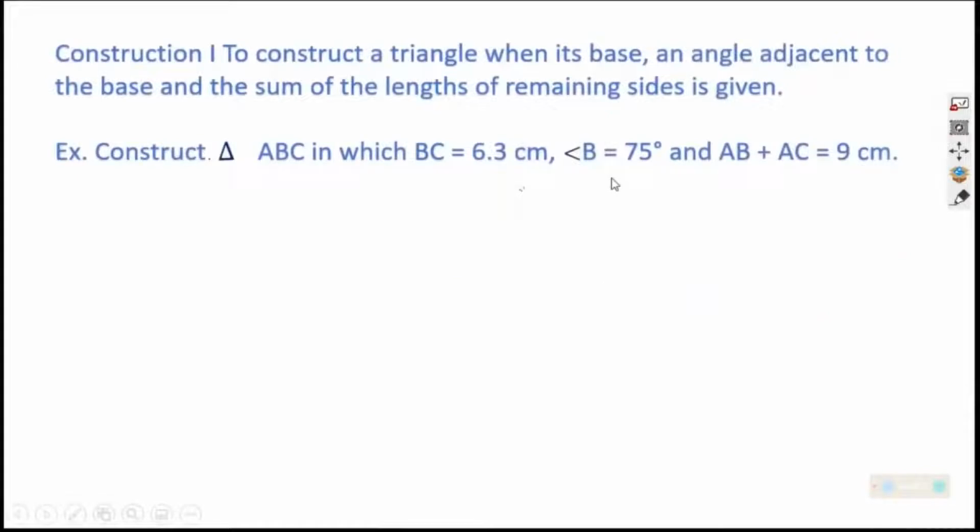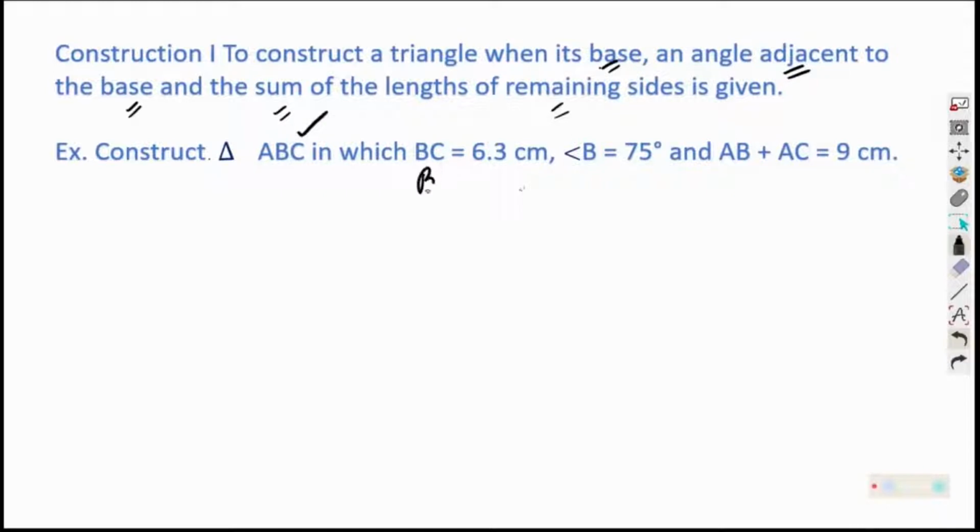Let us go ahead. This is the construction. First, to construct a triangle when its base, an angle adjacent to the base, and the sum of the lengths of the remaining sides are given. The base length is given, the angle adjacent to it is given, and then the sum of the lengths of the remaining sides is given.